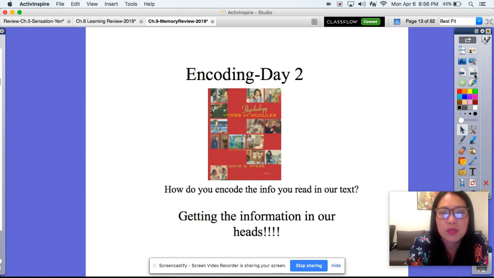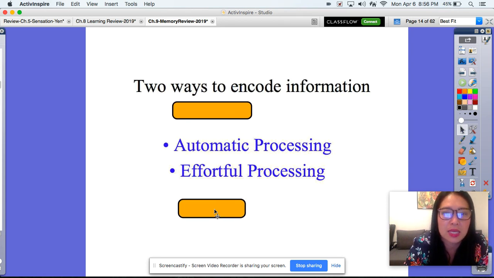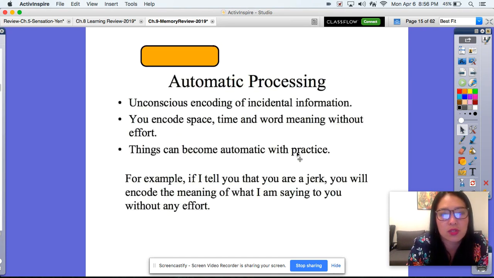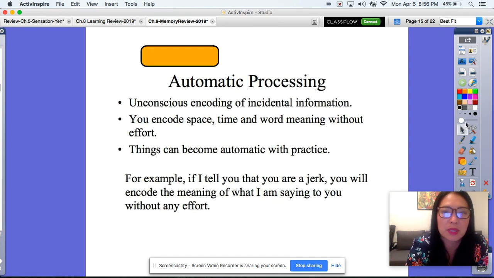Okay, so then when it comes to encoding information, that was all intro to memory. This is now step by step. So, encoding information: we have two types of encoding, automatic processing and effortful processing. Automatic processing is very unconscious. If I say, hey, stop that, or I call you a jerk, that's pretty automatic because you already know what that word means, so it's quick. But if I used a word you've never heard before, or you were just learning the word jerk for the first time, it may not be as automatic.